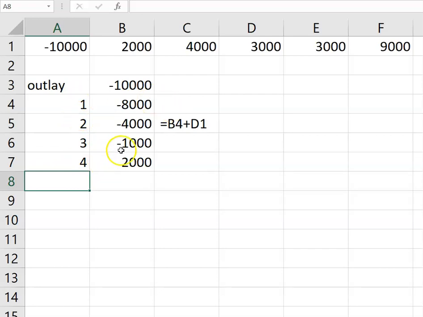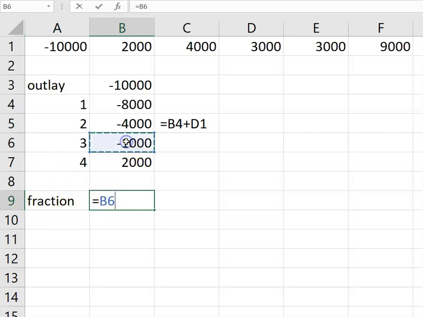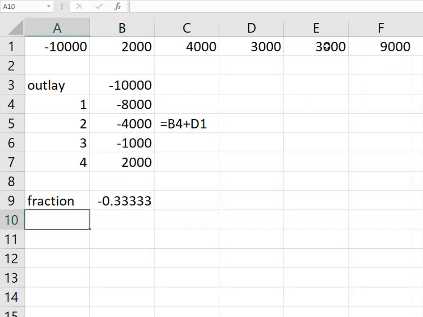How much more than a year? Well, it took me 3 years. I'll take this 1,000 and divide it by this last year that got me out of the hole. So the fraction is 1,000 divided by the 3,000. And it turns out to be a negative number because I was trying to get this, but I really wanted a 0.333. So the answer to the payback period is 3.33333 years.